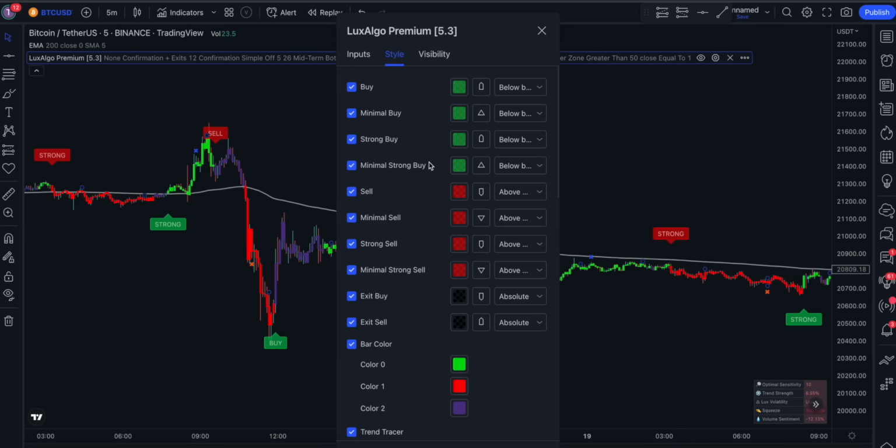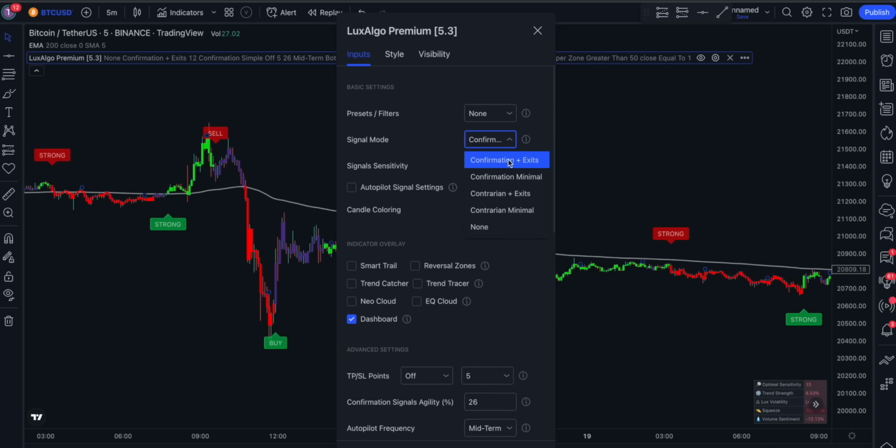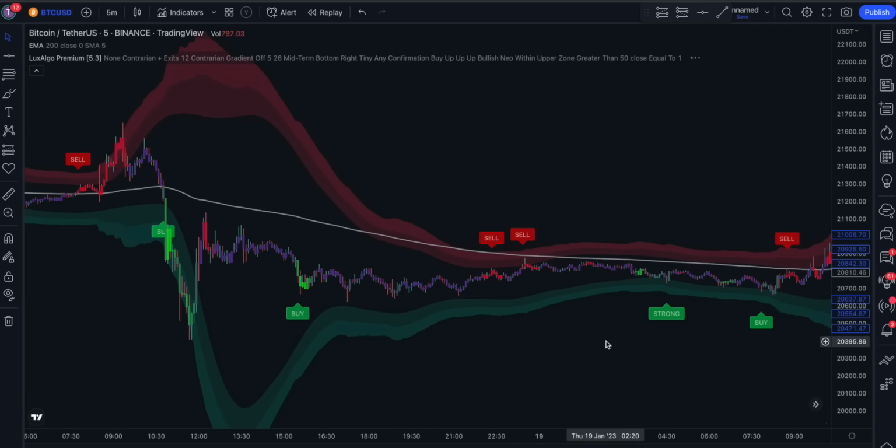Okay, once you've added this indicator to the chart, access its settings and disable the exit signals. Then head over to the inputs and change the signal mode to contrarian plus exit. The bar colors will also change as a result. Lastly, uncheck the dashboard and enable the reversal zones.